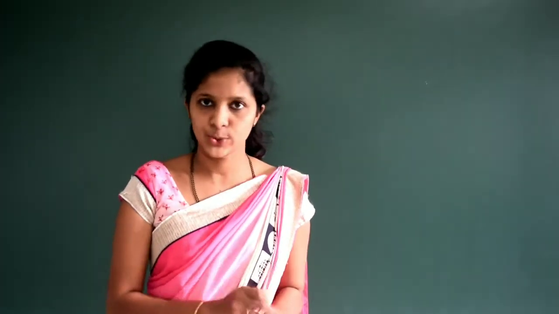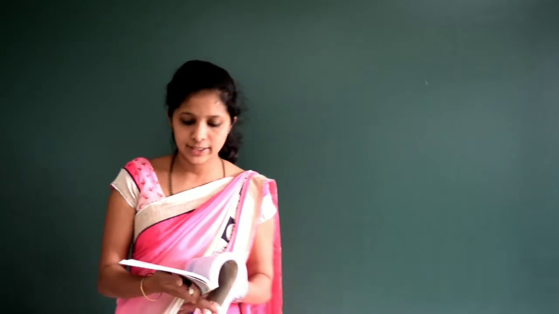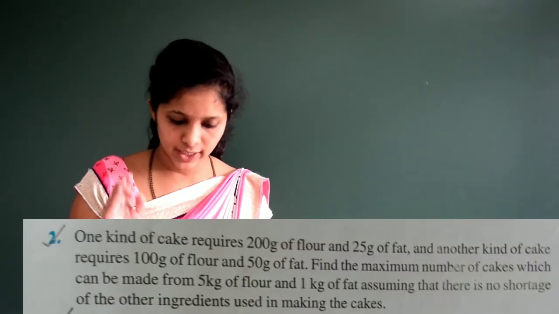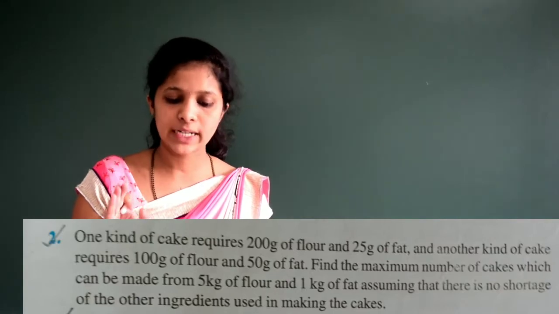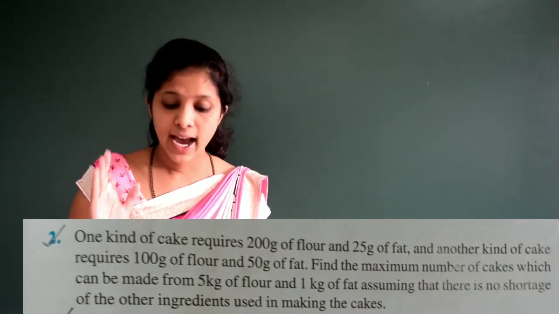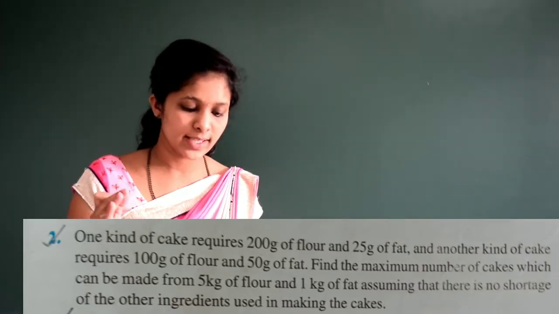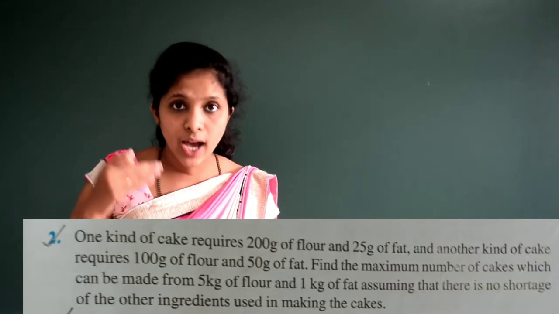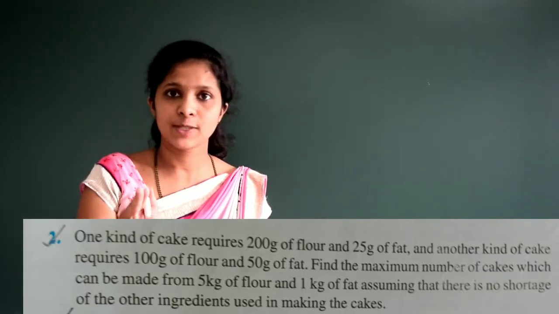Hello everyone, today we will see exercise 12.2, that is verbal problems. Let me read the question first. It is given that one kind of cake requires 200 gram of flour and 25 gram of fat, and another kind of cake requires 100 gram of flour and 50 gram of fat. So now we need to prepare two types of cake, right?